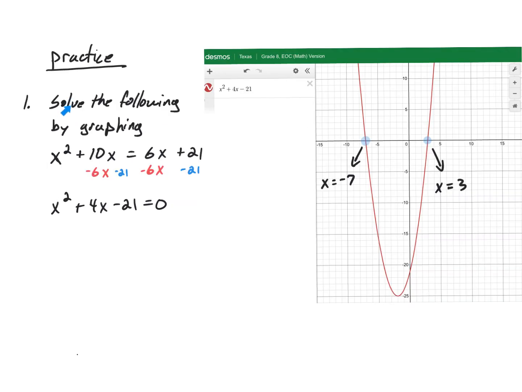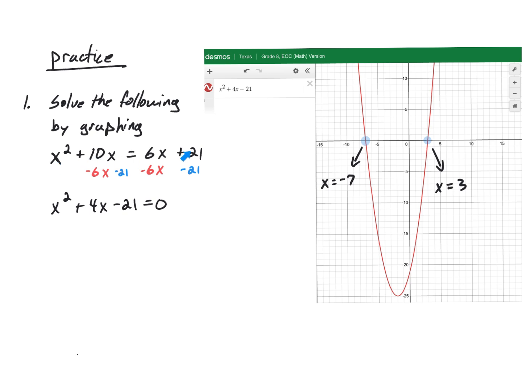So in this one, solve the following equation by graphing. The equation is originally given as x squared plus 10x equals 6x plus 21. Before you can use the graphing calculator, you have to make sure that the equation is in standard form, which simply means we have the x squared, the x to the 1 power, and the c, or the ax squared plus bx and c, all on the same side.